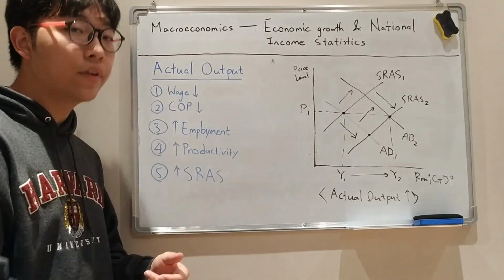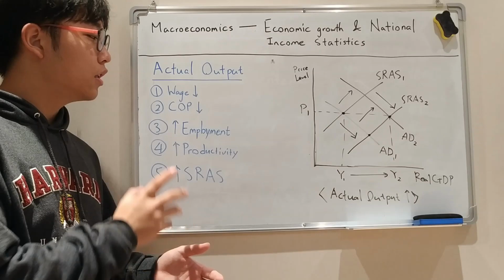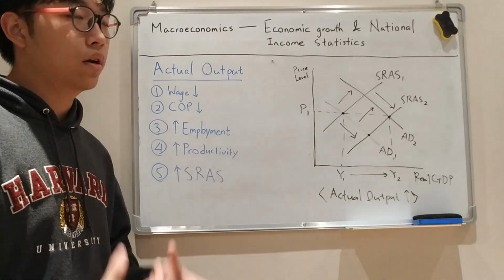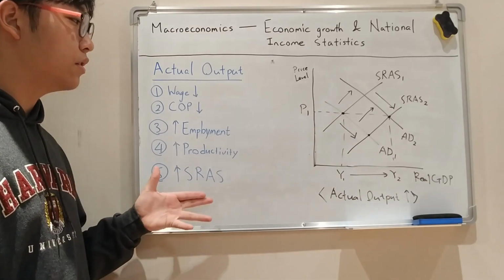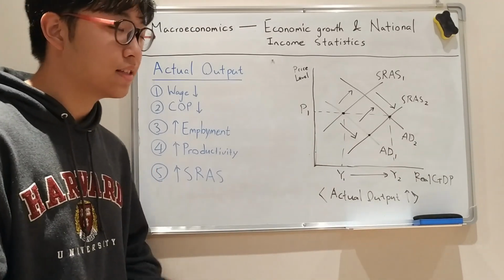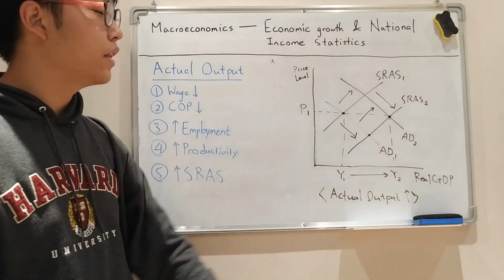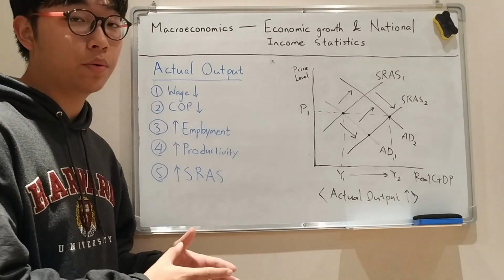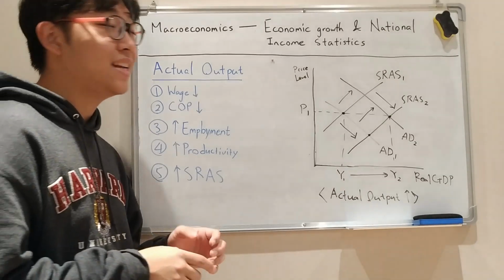And with increased employment, for a lot of the firms, the productivity would increase. And once again, if productivity increases, that leads to the increase of SRAS. And a shift to the right in the SRAS in itself is an economic growth in its actual output. Now I'll be talking about the AD.